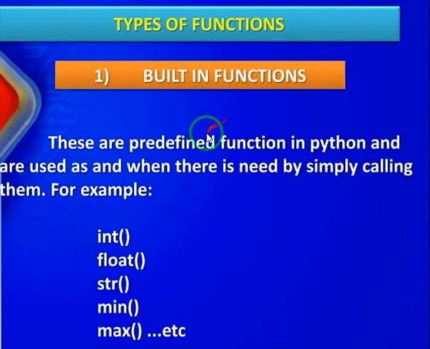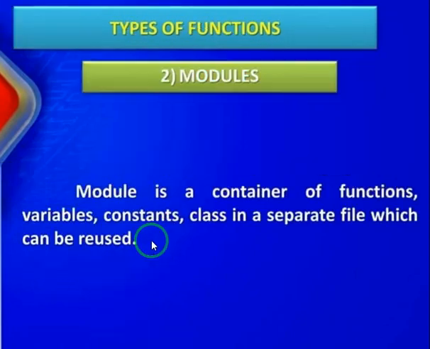Firstly, the built-in function. These are predefined functions in Python and are used when there is a need by simply calling them. For example, we have the integer function, the float function, the string function, the min function, the max function. The string value, the minimum value, maximum value, float value, or the decimal value, or the integer value.